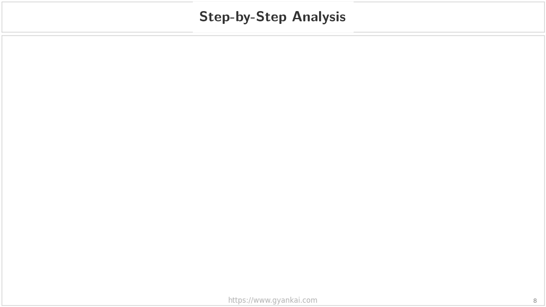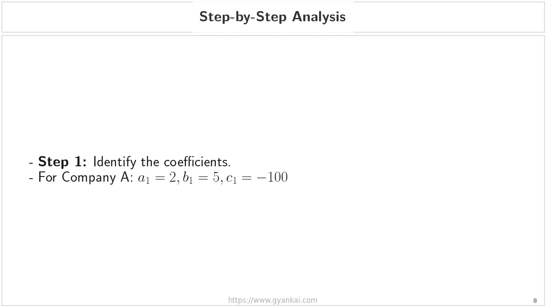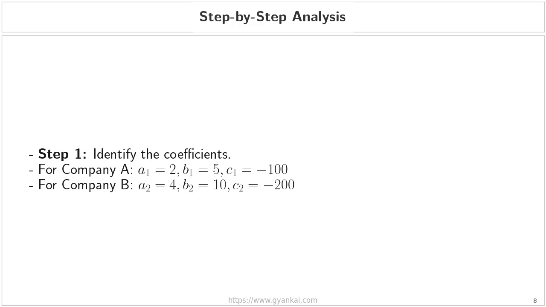Step-by-step analysis. Now that we have our two taxi company equations from the previous slide, let's walk through the actual calculation to see how they relate to one another. We'll do this in 2 clear steps. First, let's perform step 1, which is to identify our coefficients. Remember, as we discussed in slide 2, we need to look at the numbers in front of our variables and our constant terms. For Company A, our a1 is 2, our b1 is 5, and our c1 is negative 100. Now, looking at Company B, our a2 is 4, our b2 is 10, and our c2 is negative 200.